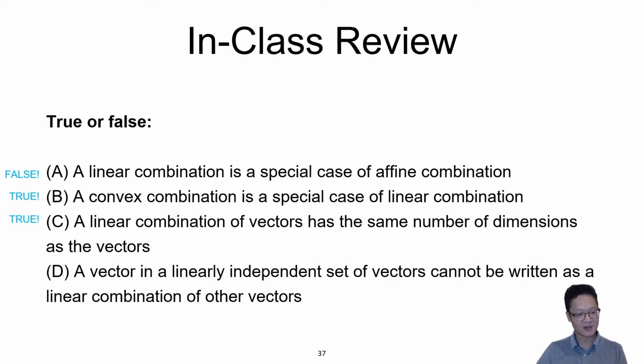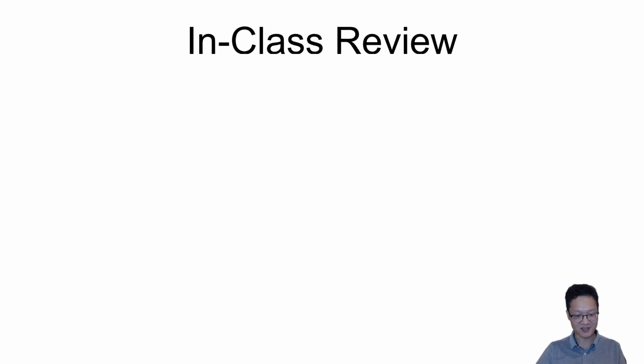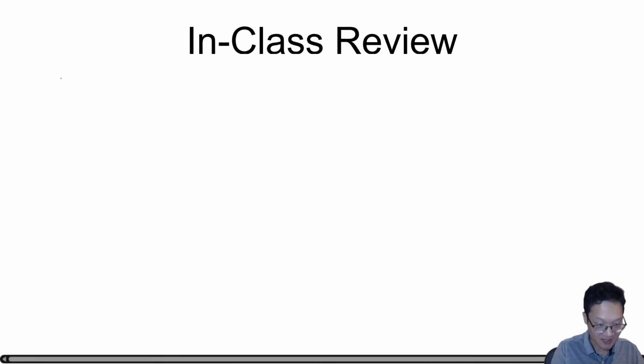Okay, last one. A vector in a linearly independent set of vectors cannot be written as a linear combination of other vectors. Okay, so this one is true. So maybe we can take a look at this a bit more closely. Suppose you have a linearly independent set of vectors. Let's keep it simple and just do 3 vectors, all linearly independent.